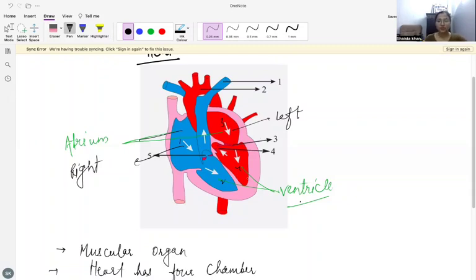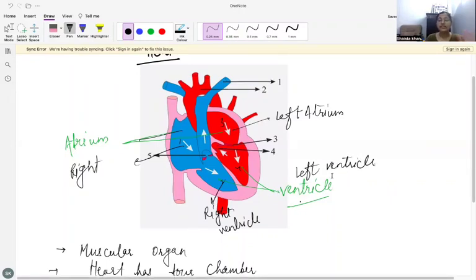So this is your ventricle. The upper right chamber is the right atrium. The upper left chamber is known as the left atrium. The lower chamber on the right side is known as the right ventricle. And this side of the ventricle is known as the left ventricle. This is the fourth chamber.